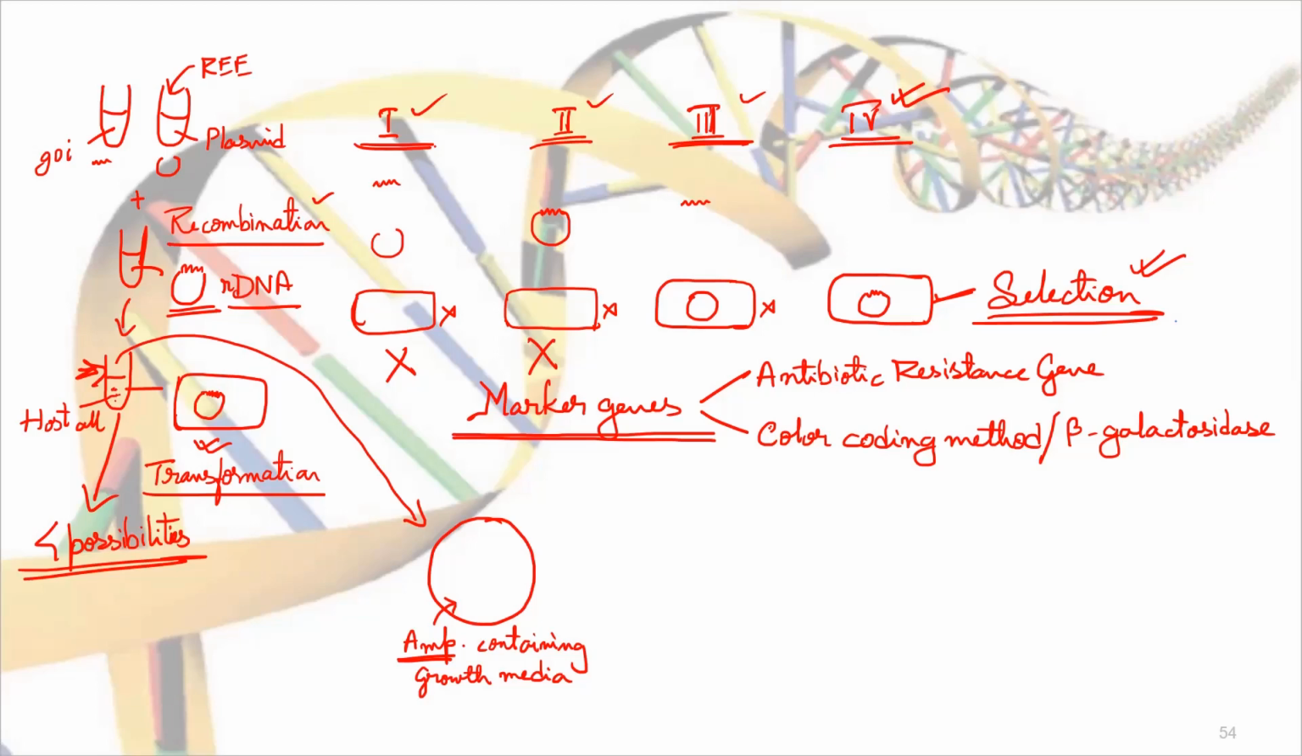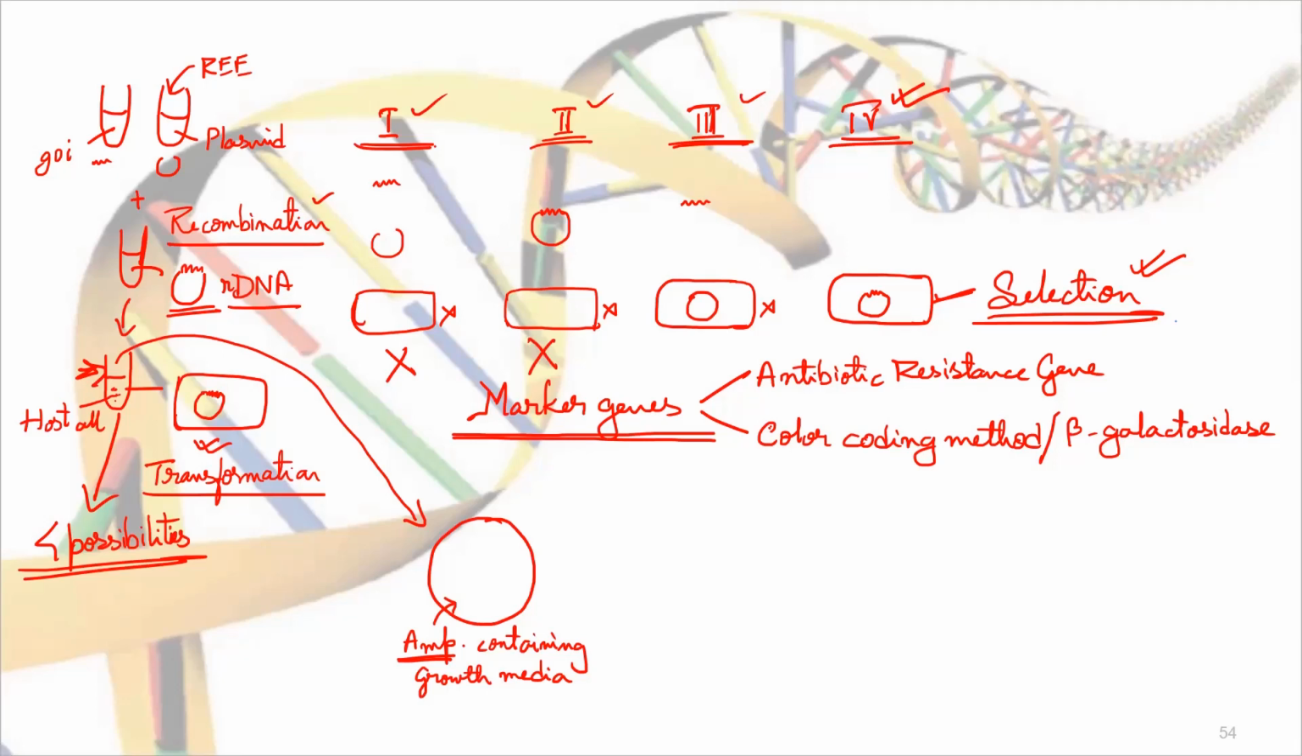Now, coming to the third and fourth possibility. In the third one, there is unsuccessful recombination. Both have successful transformation, but the third one has unsuccessful recombination. Fourth one has successful recombination. Okay. Now our aim is to select the fourth one, right? And do not allow the third one to grow.